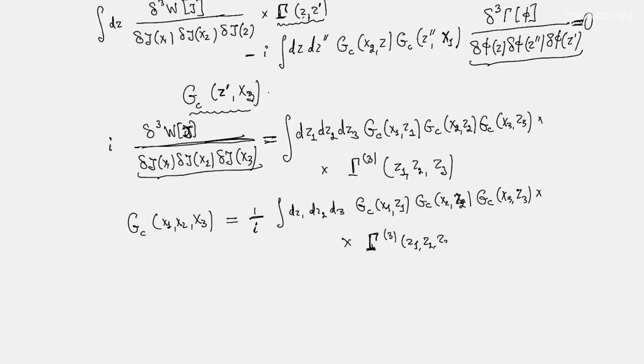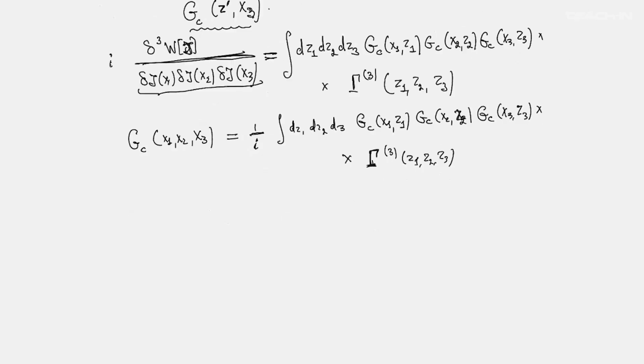Now this formula can be inverted by multiplying with gammas three times, gamma on x1, gamma on x2, gamma on x3, and integrating over x1, x2, x3. So you can restore back the vertex function gamma 3. This is the gamma 3 connected Green's function, and this is the gamma 3 vertex function.